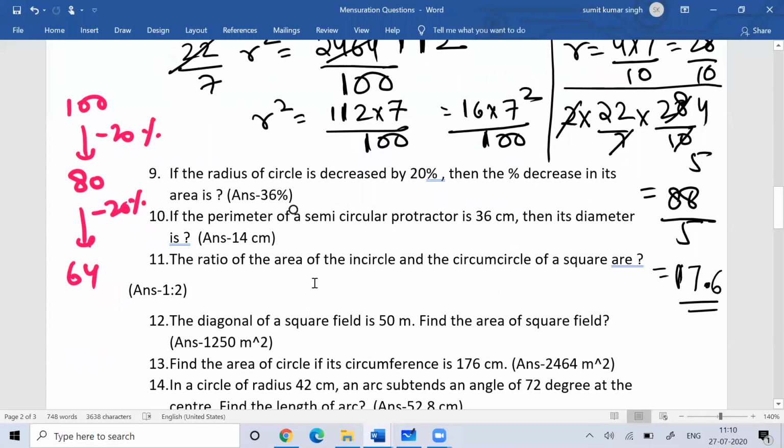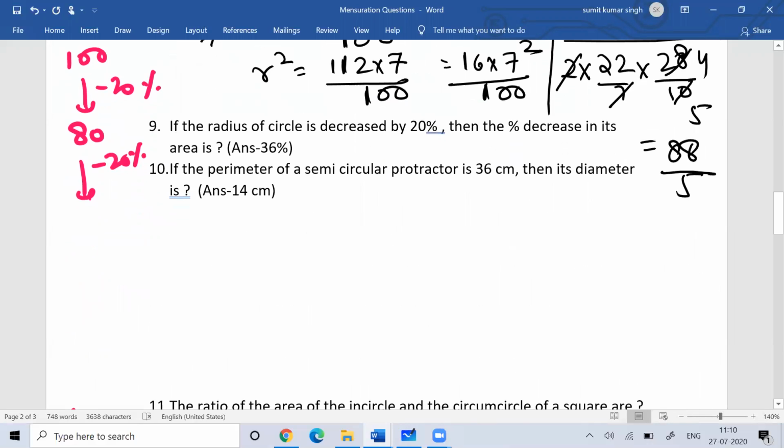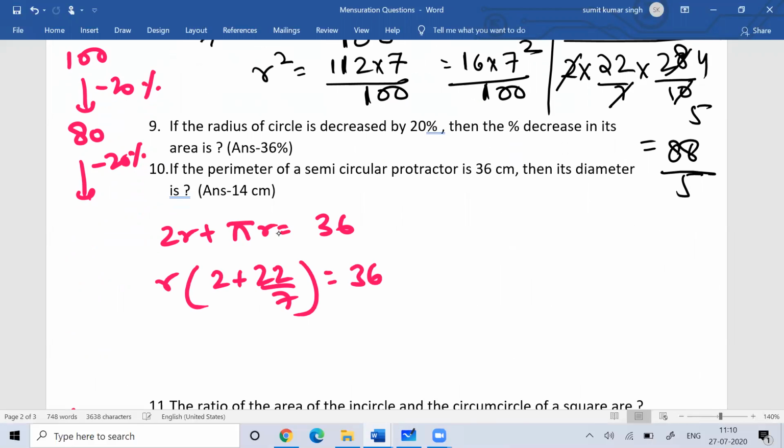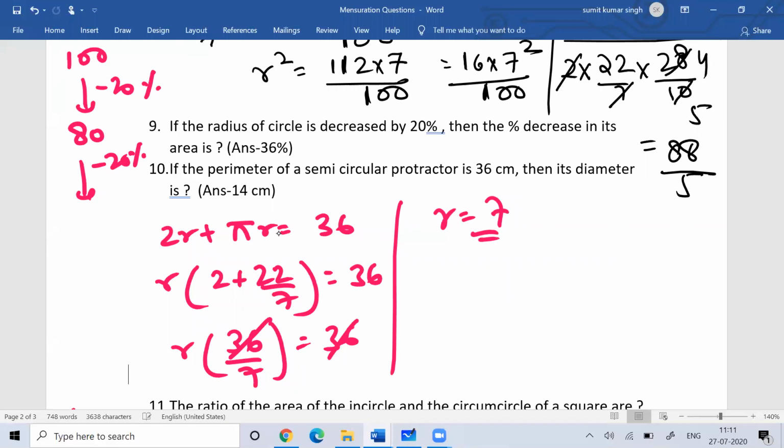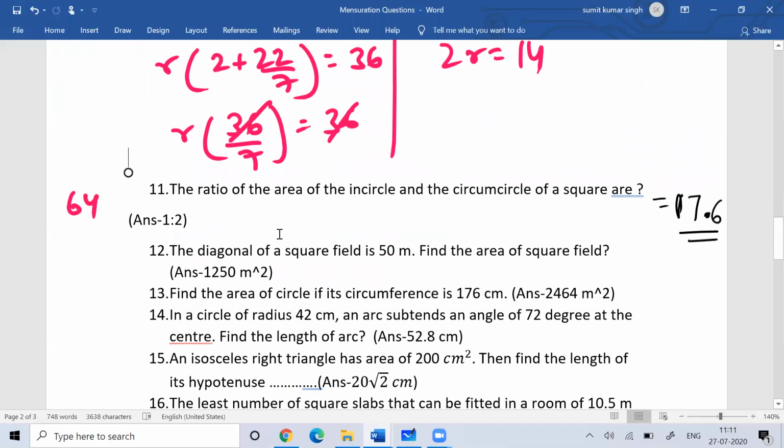Then, if the perimeter of a semicircular protractor is 36 centimeters, what is its diameter? You know the formula for the perimeter of a semicircle: 2r plus pi r, that is 36. If I take r common, then (2 plus 22 by 7) is equal to 36. So r into (14 plus 22) by 7 is equal to 36. This gets cancelled, so your r is 7. So what is the diameter? Diameter is 14.